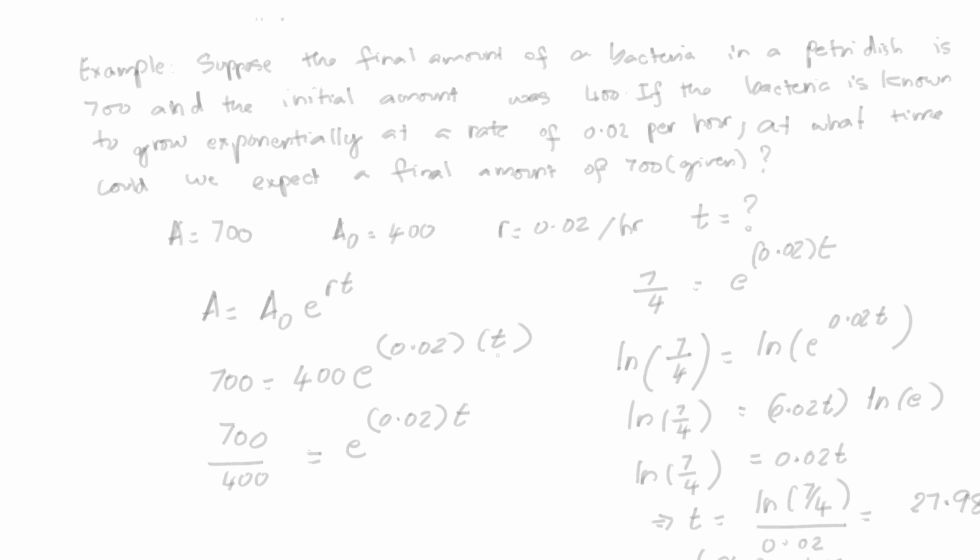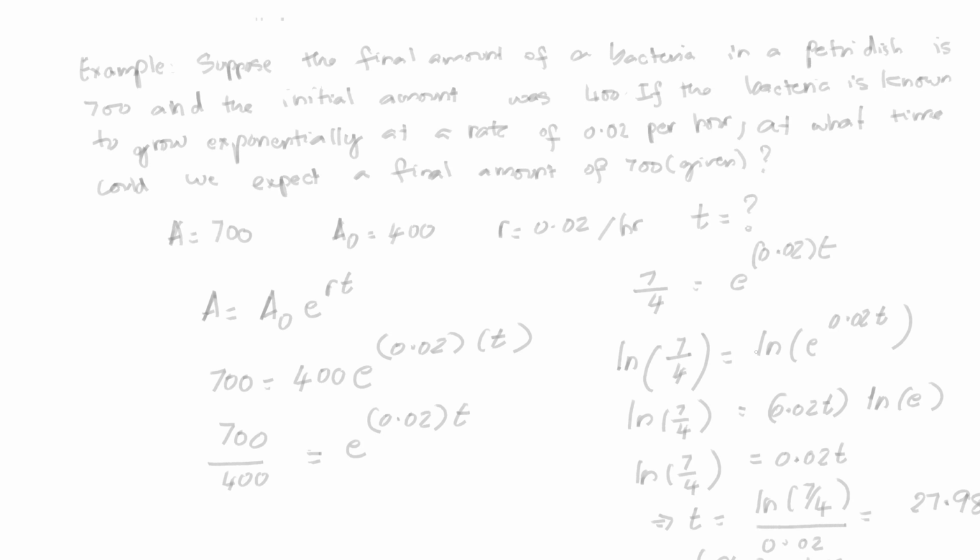When I plug in the given information, I end up getting 700 equals 400 e raised to 0.02t. Upon simplification, I get 7 over 4 equals e raised to 0.02t. Now, that is an exponential equation. And how do we solve an exponential equation? We take log on both sides. Since the base is e, I take natural logarithm on both sides.